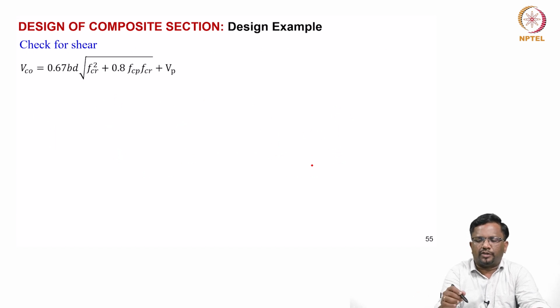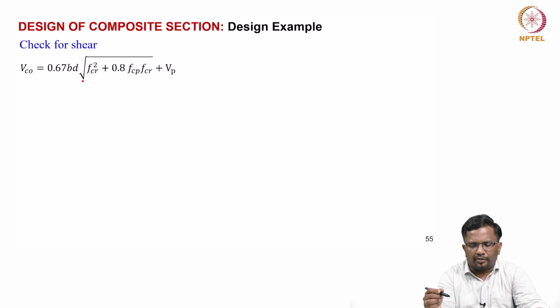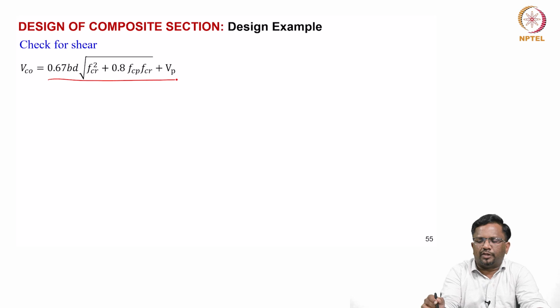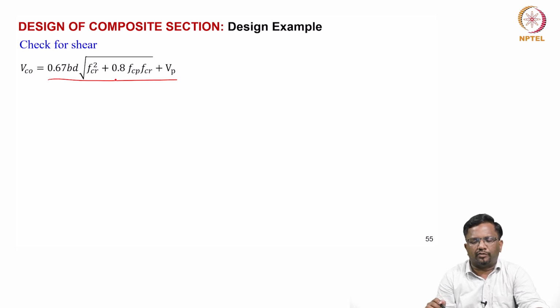Now we should also check for the shear. Now shear, we have already spent quite a bit of time on how to calculate the two shear capacities. One is the web shear capacity and the other is the flexure shear capacity. Now for web shear capacity, this is the equation. We have explained how we derive this equation using Mohr circle as well. So you can go back to the previous modules on the derivation of this.